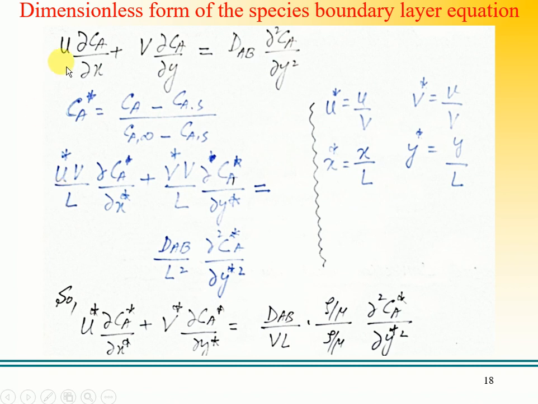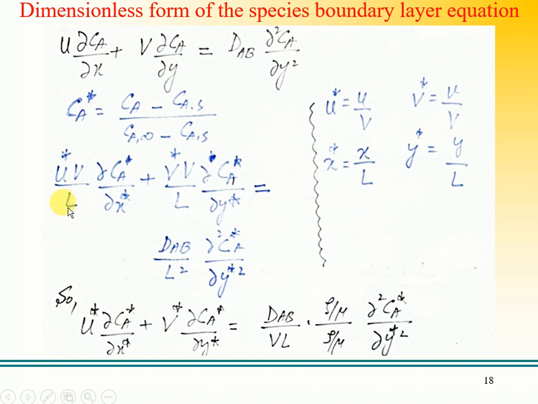You see, what is u? Of course, u is equal to u star times V, and x becomes L ∂Ca star by ∂x. This x comes from x is equal to x star L. So L is constant, and we take it out of this derivative. The same thing happens here. So DAB, I did the same thing, ∂²Ca by ∂y². So y becomes y star L, so this becomes L squared out of this, and y star is the variable.